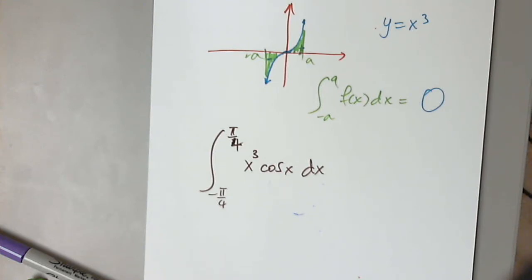Number one, is the function continuous between negative pi over 4 and pi over 4? Yes, the function is continuous. Number two, I see a symmetric interval. Then I immediately ask myself, is the function odd or even? Because if it's odd, the answer is 0. If it's even, I can change this from 0 to pi over 4. So, is this function odd or even?